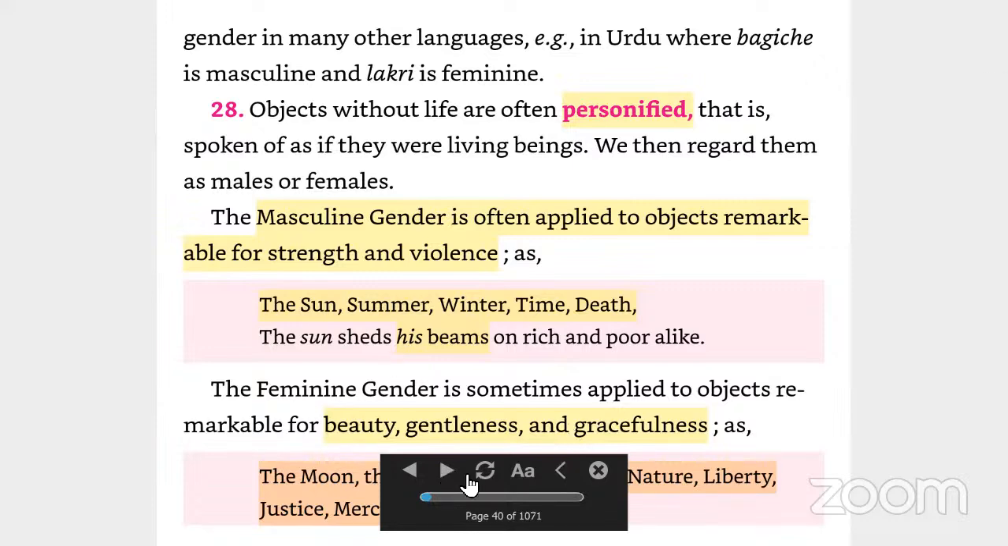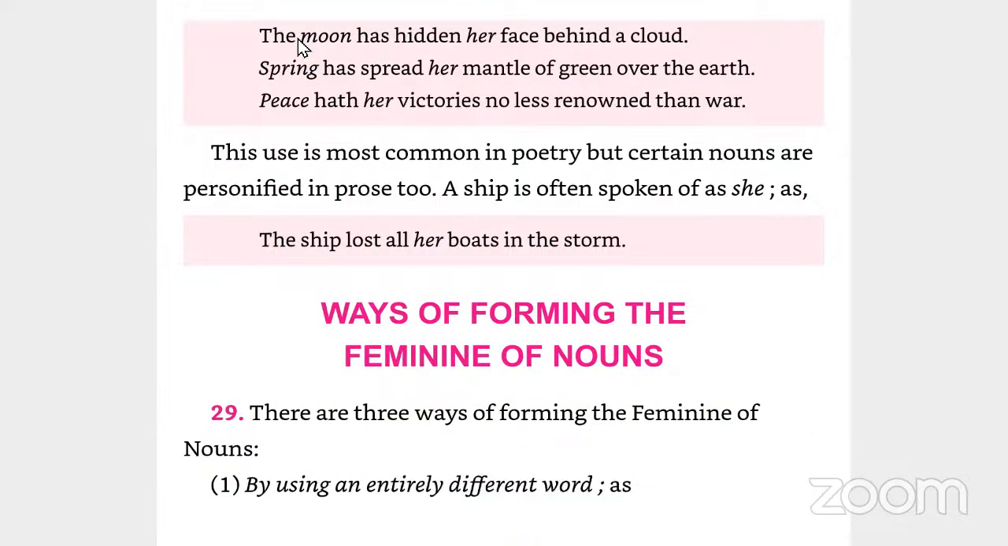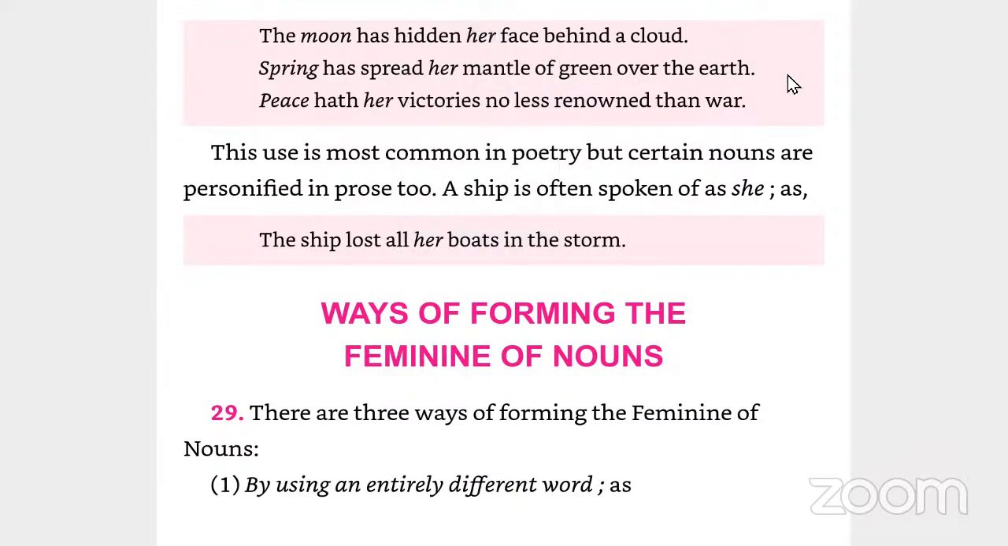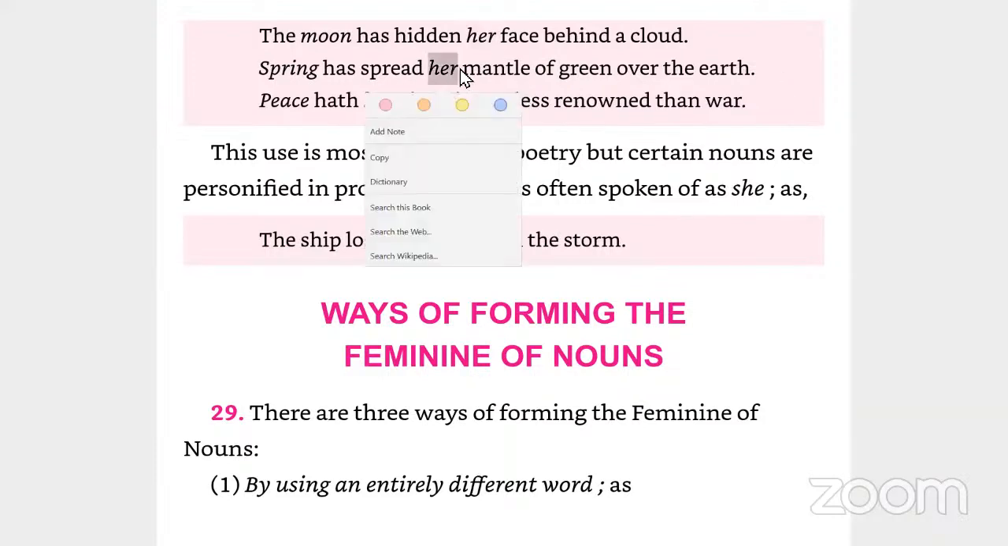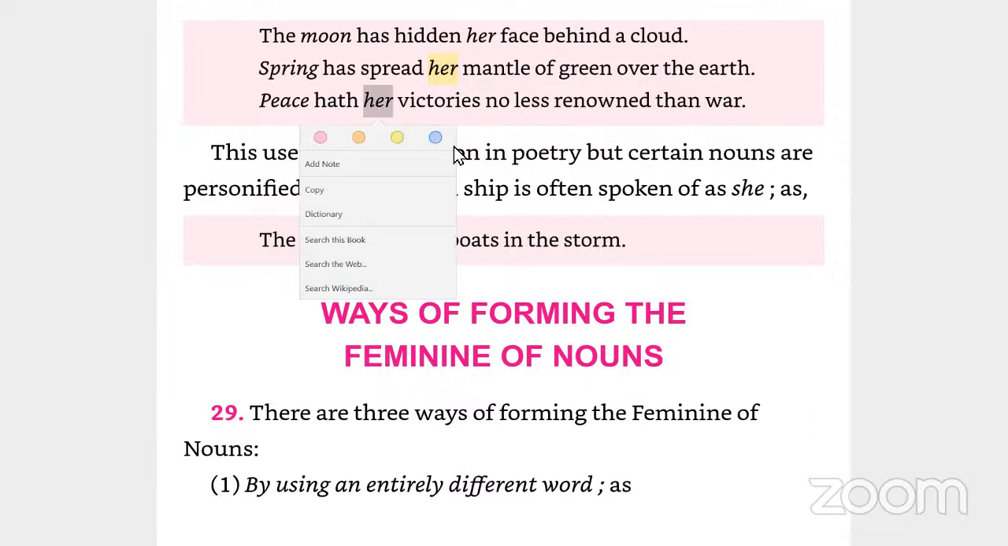Chalo, now let us proceed. The moon has hidden her face behind a cloud. So we are converting moon as her. Spring has spread her mantle of green over the earth. So we are using her. Peace hath her victory, no less renowned than war.